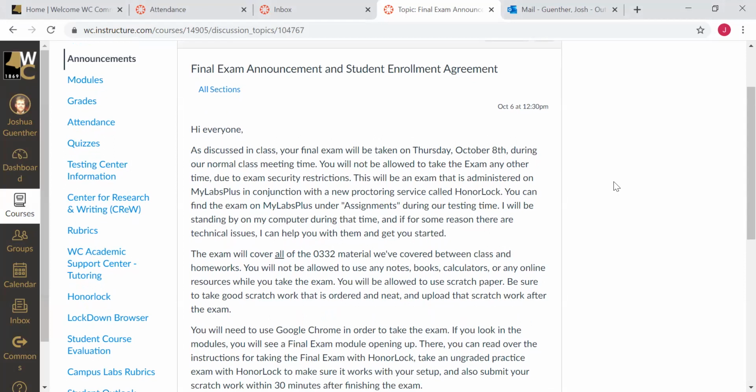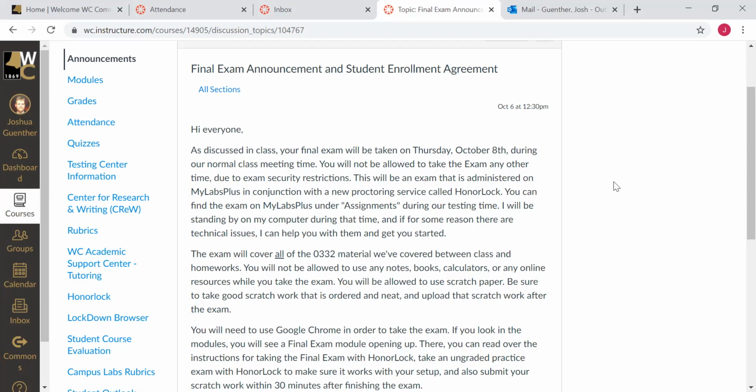Now, that's different, because you might remember from our previous exams, you were able to take it any time during the day. Here, we have to take it during our specific class meeting time because of certain restrictions on exam security. That's what I've been told, which makes sense. So we have to keep it in a limited window. What does that mean? Well, we're not going to be meeting at all on Thursday. We will not be here in person. You will be taking the exam from home.